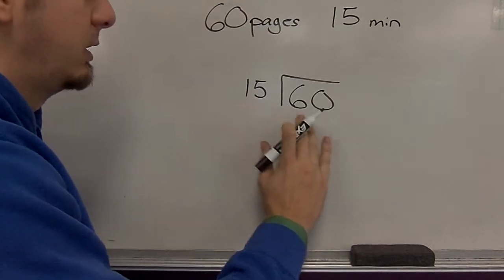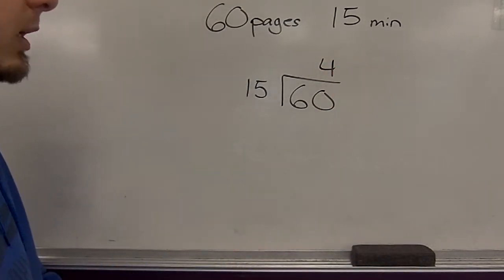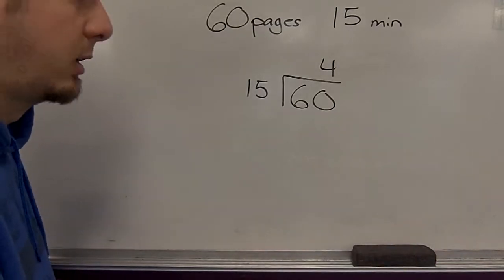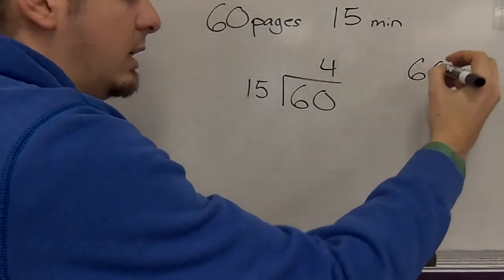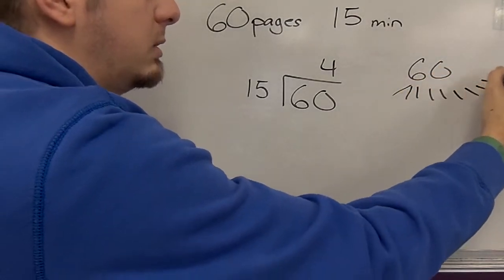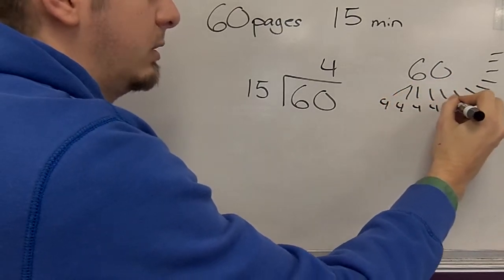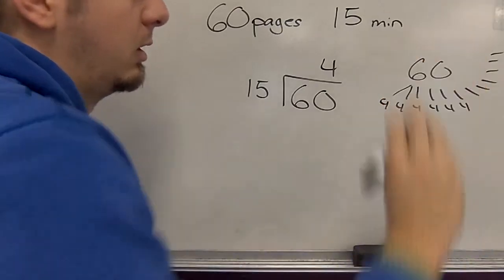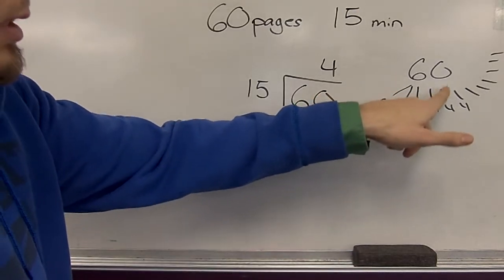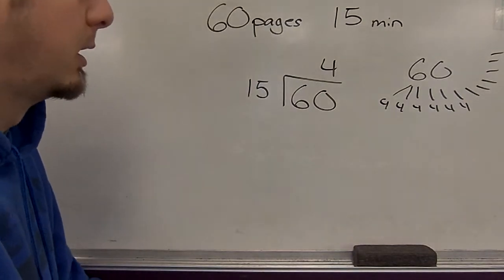So for example, 15 goes into 60 4 times. Okay, so that means I read 4 pages per minute. Because what that did is it took my 60 and split it into 15 pieces. Each of them was 4 pages. And after all of those 1 minute intervals went by, I had read 60 pages. So I read 4 pages per minute.